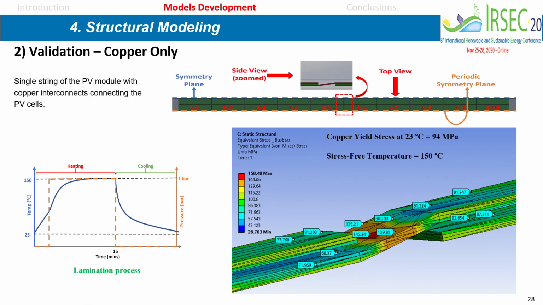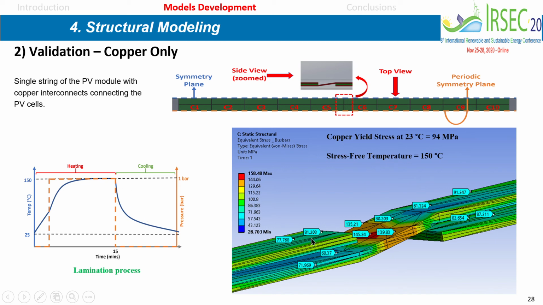Okay, now the other thing we did is, since we are focusing on this copper interconnect and central part, we wanted to know what the initial conditions actually are that come from the processing or the making of the panel, and that is the lamination process. The lamination process consists globally of heating, then cooling to 150 degrees, and then cooling.